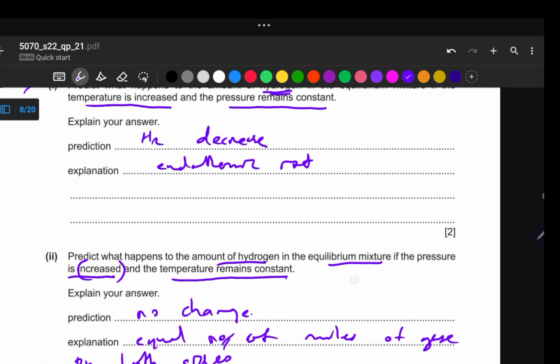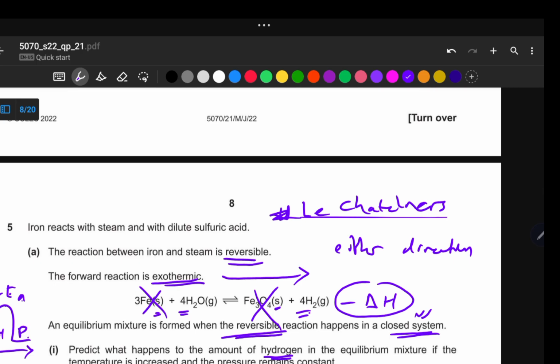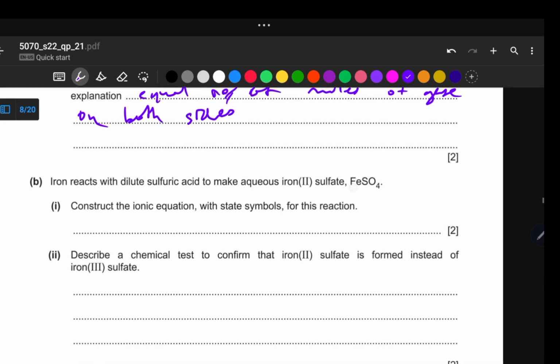So in terms of equilibrium position, when dealing with gases, you need to first take note of the state and also compare the number of moles. If you are having an equal number of moles, the effect of pressure will cancel out, right? And then we now proceed to the next part, which says iron reacts with dilute sulfuric acid to make aqueous iron sulfate. So this is iron sulfate. And then construct the ionic equation with state symbols for this reaction.